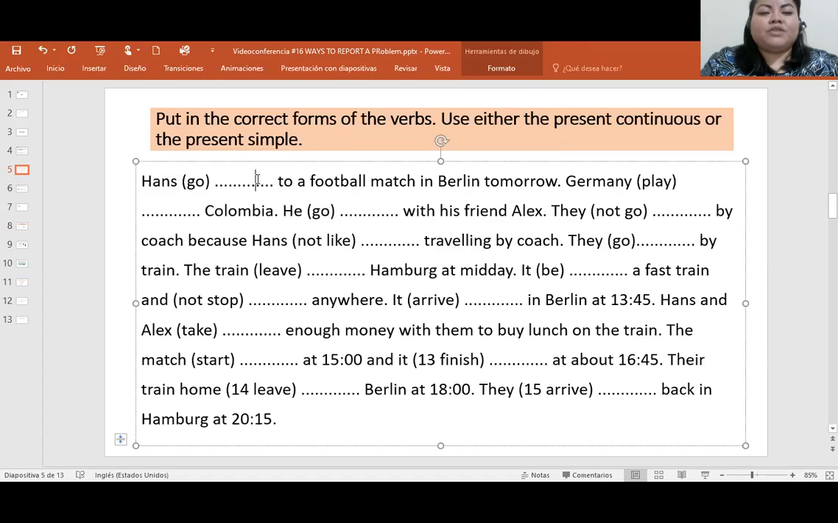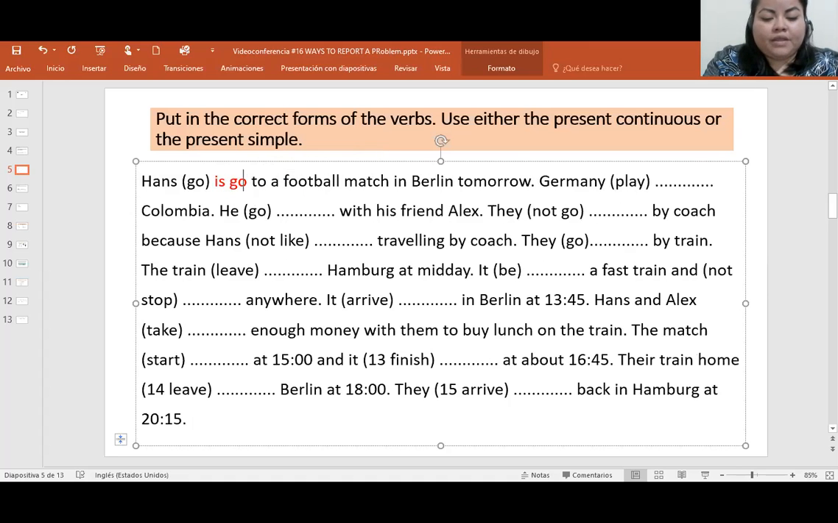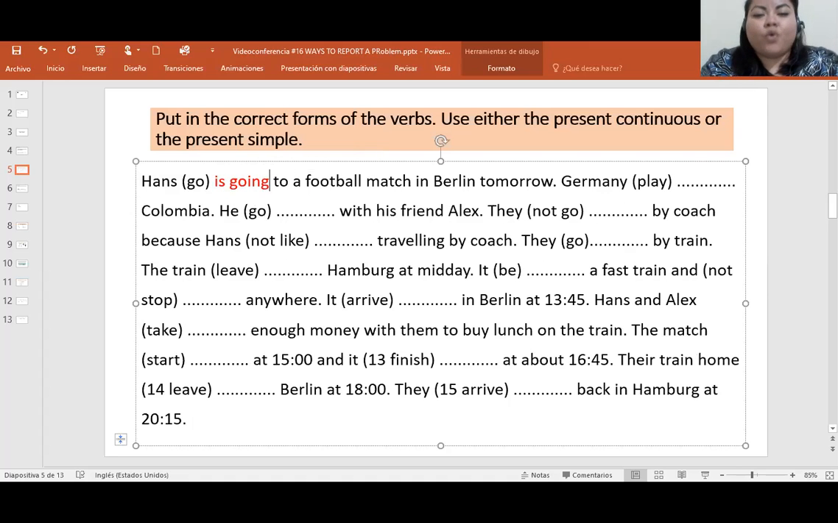And what would be the answer then, if I have present progressive? Play. Okay, the verb is go. Playing. Okay. Going. The verb is go. Going. Is going. Hans is going to a football match in Berlin tomorrow. Very good. Then it says Germany, Colombia.